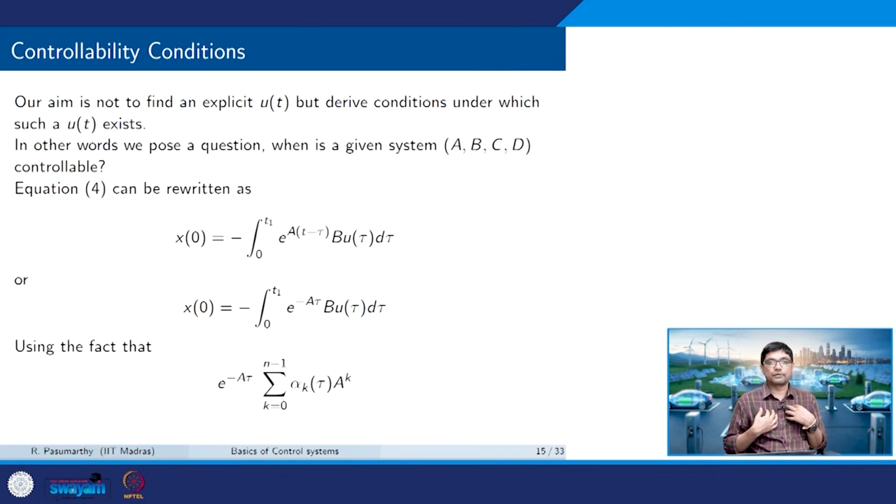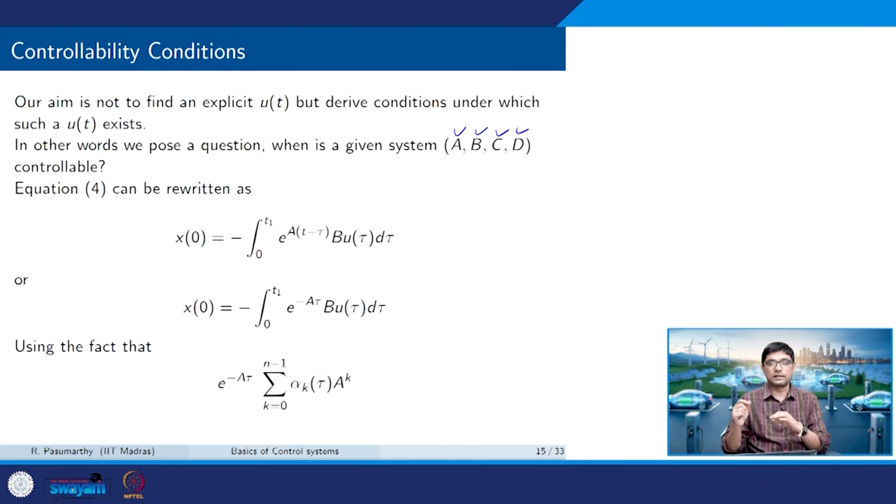Only if I am convinced that a solution exists will I go on to design such a control law. So our aim is not to find an explicit u(t), but to derive conditions under which such a u(t) exists. I do not really want to bring in my whole tool set of all possible inputs, give it an input and check what happens. I would want to just look at the system. And when I say look at the system, mathematically the system just means these 4 matrices A, B, C and D. In other words, when is a given system A, B, C and D controllable? I should not look at any input, output, any initial condition and so on.